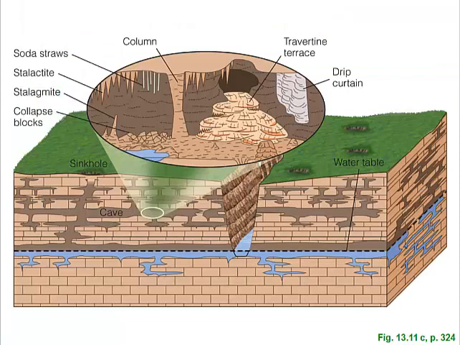Here's a slide of all the different structures. So we get soda straws. They look like straws. We get the stalactite that hangs on tightly to the ceiling of the cave. You have the stalagmite. You have collapsed blocks from material falling off. And then you get the travertine terrace. And just remember, travertine, it looks like a road in a way, or a path, so you can travel on it. So travertine you can travel on. And of course a drip curtain that looks like a curtain.